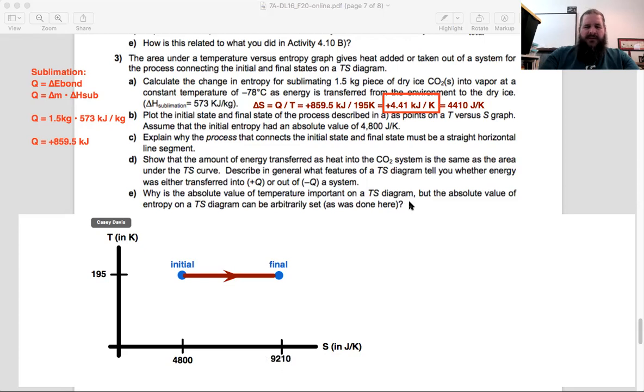So we now have all the important markings we need. We've got 195 kelvins of temperature for the whole process. The starting entropy, we're calling 4,800 joules per Kelvin as just a reference point. The final entropy is 4,410 higher than that, so 9,210 joules per Kelvin. So that would be a well-labeled graph of this process. And it has to be a straight horizontal line segment because what's not changing during this process?